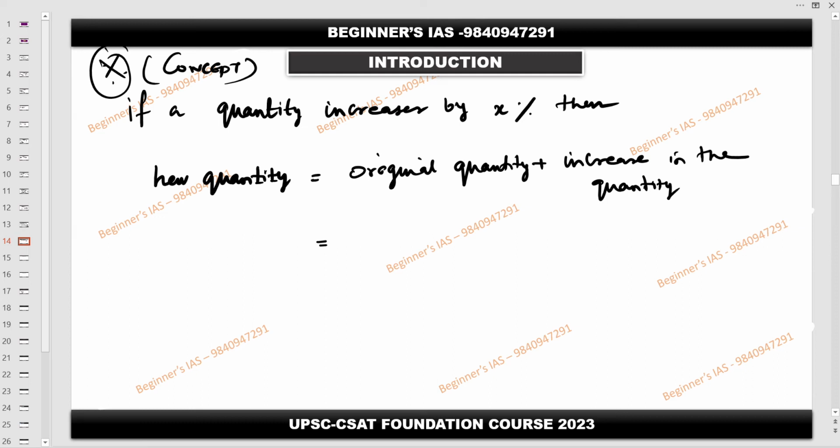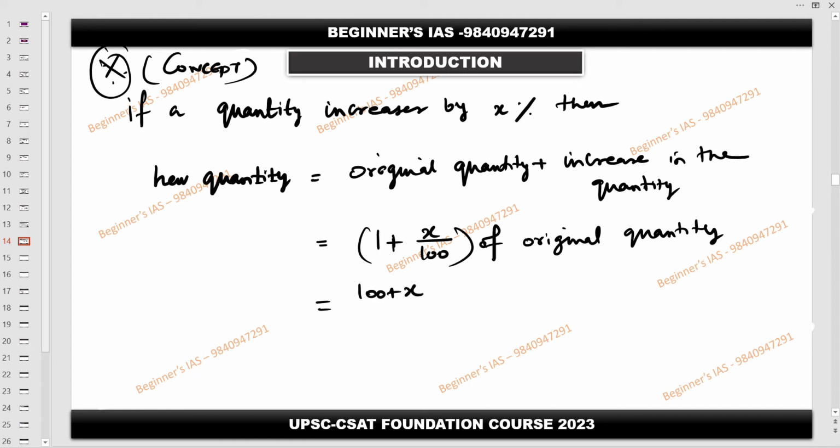If the original quantity is not given, then you have to take it as 100 percentage. That is the logic you need to remember here. Or else take the original quantity as 1. Increase in the quantity is nothing but the x percentage. That x percentage is nothing but x by 100 of the original quantity. That is very important. So you can apply this concept, or else taking the LCM is also fine.